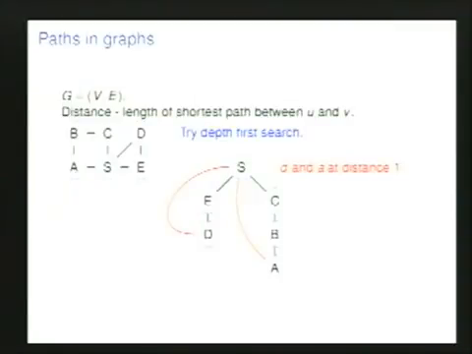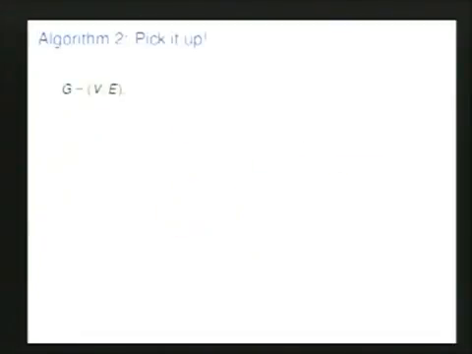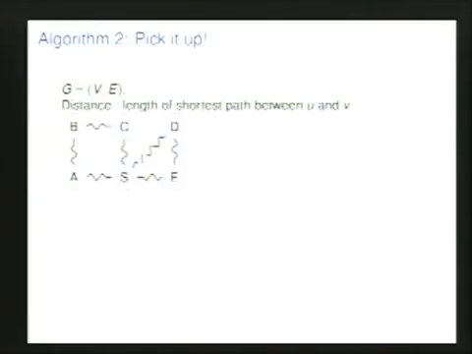Okay, so algorithm 2. So we're going to try another algorithm. Depth first search didn't work, so we're going to try picking it up. We're going to assume that these things are sort of strings or something, okay? And so that's why they're all squiggly. And now I'm going to pick it up by S. I'm going to hang it by S.